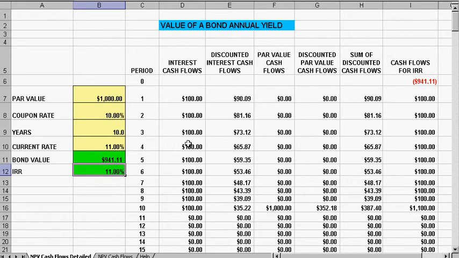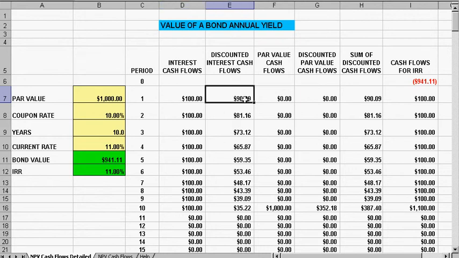This is the interest flows. Since we have $1,000, it's basically divided by 10. So our interest flows are going to be automatically calculated. The $1,000 is the coupon rate. So that will be our interest. $1,000 times 10% is $100 per year. That is our coupon.